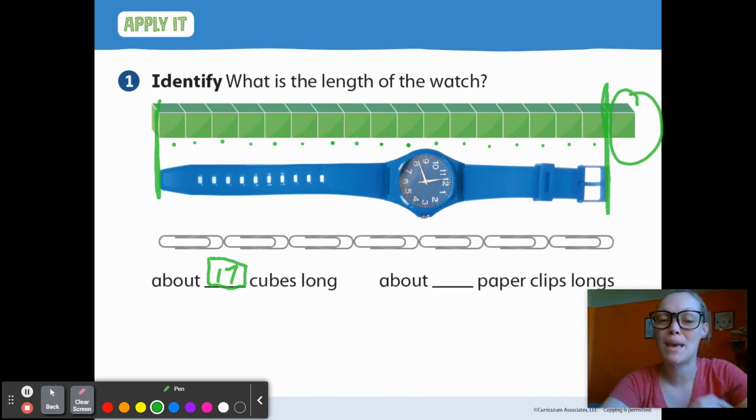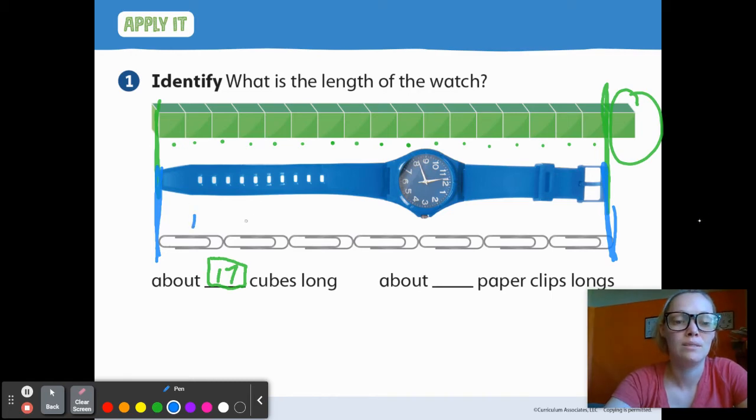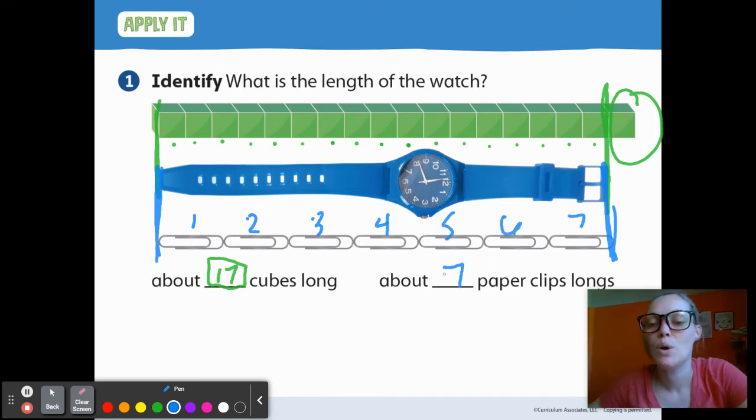Now I want you to measure how many paper clips long this watch is. Paper clips. So I see it starts nicely on the starting line. It actually also ends nicely on that ending line. Paper clips might be a little longer, but that's okay, not too much. And I see 1, 2, 3, 4, 5, 6, 7. 7 paper clips would fit across that watch.